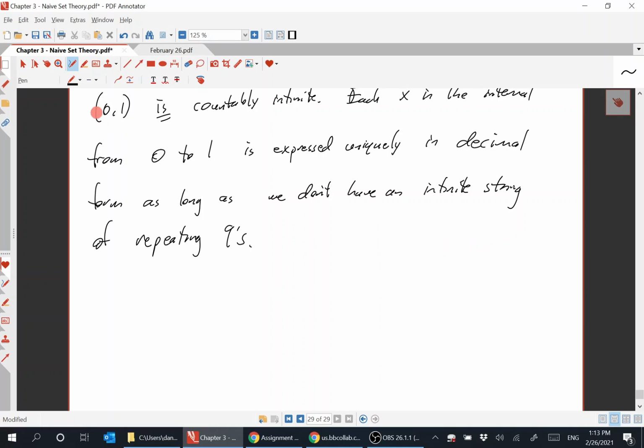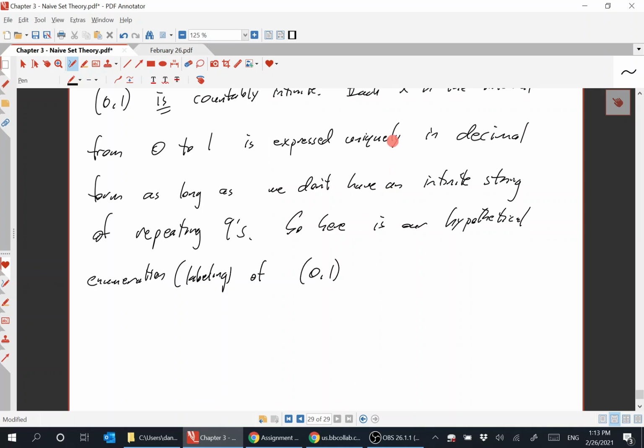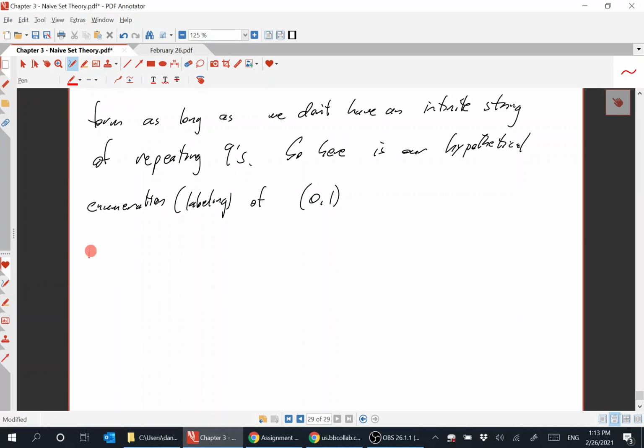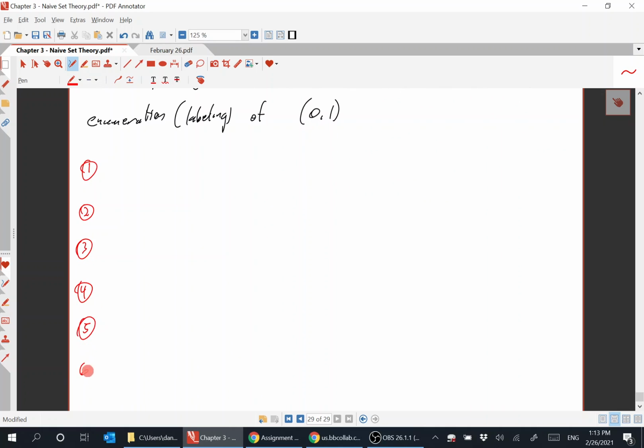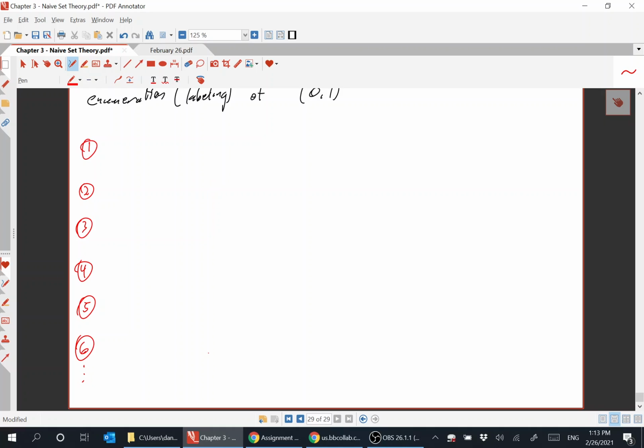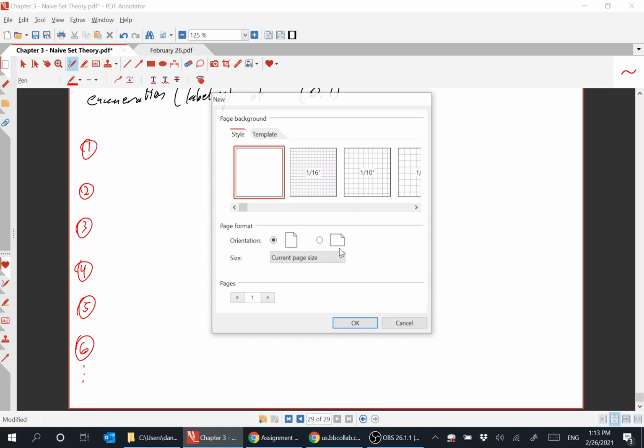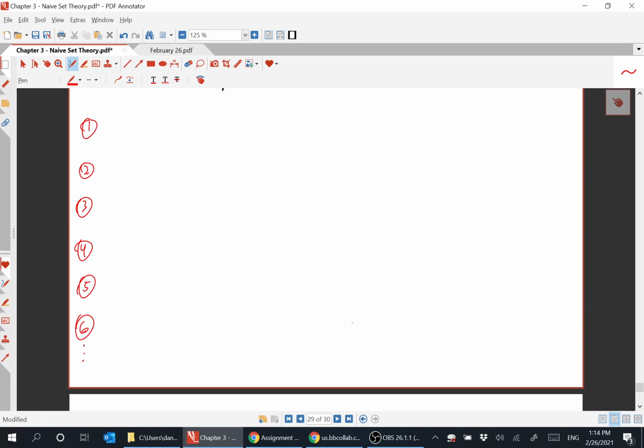All right, so here is our hypothetical enumeration, i.e. labeling, of the interval from 0 to 1. The first number is going to be something. The second number is going to be something. Third, fourth, fifth, sixth, and so on and so forth. So how do we write out the first number? Well, it's going to be something.